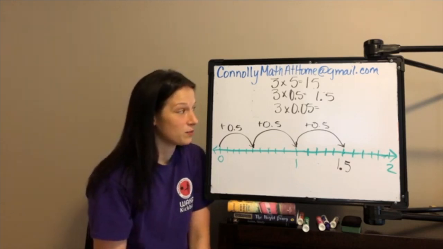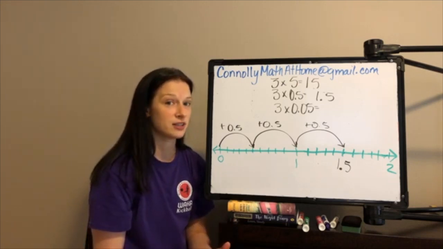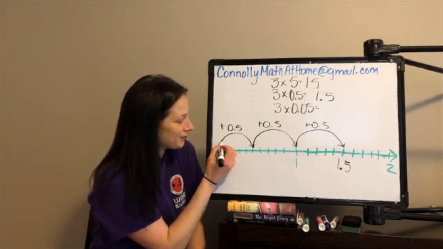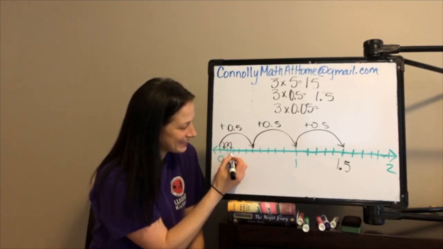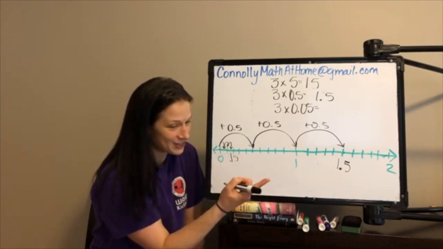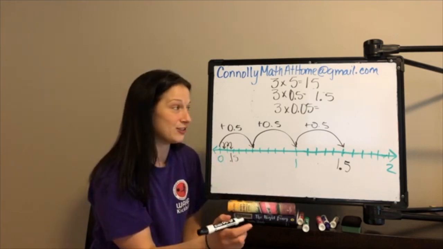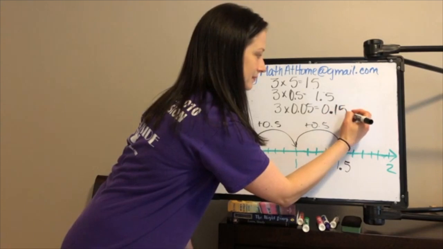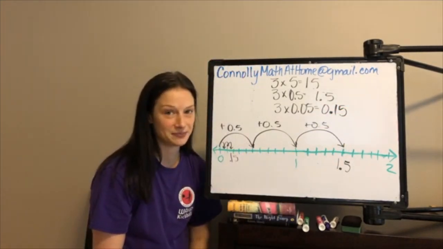Okay? Then I also want you predicting about 3 groups of 5/10ths. Think about the size of hundredths. I'm going to try to make some tiny little jumps here on the number line. So if I go 5/10ths plus 5/10ths plus 5/10ths, I have added 5/10ths plus 5/10ths is 10/10ths, plus 5/10ths is 15/10ths. Okay, so then I can think about whether my answer makes sense or not.